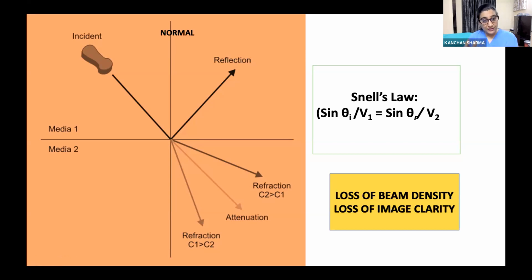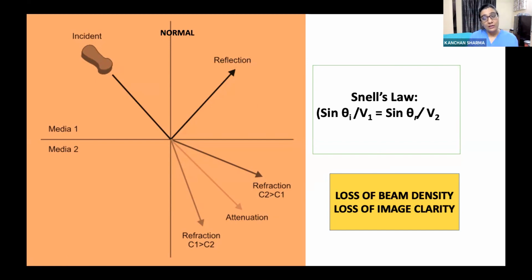But supposedly if I have not kept my transducer perpendicular to the structure, but I'm looking at it from an oblique angle, then what happens is that the beam is not gonna get reflected back directly to the transducer.